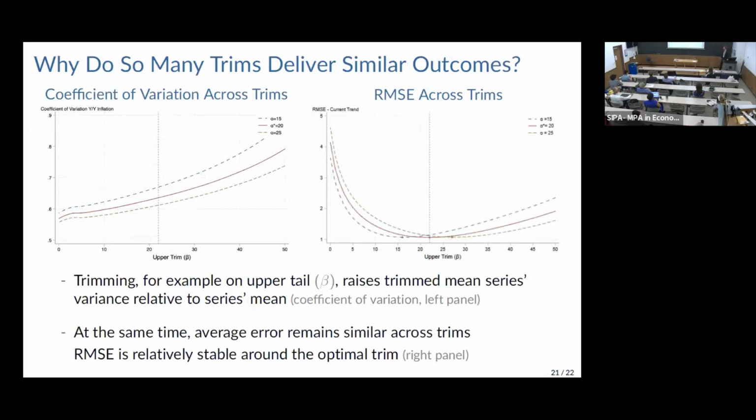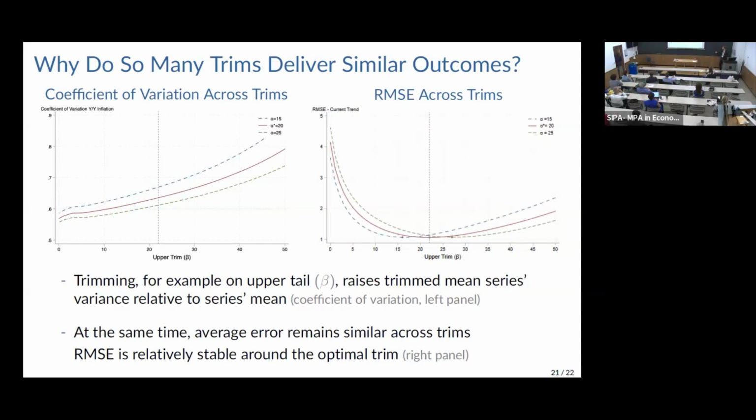My last slide is, so what's the deeper intuition for why so many trims deliver similar outcomes but different predictions? I have two figures here. The left figure shows the coefficient of variation across time when you change the upper trim for different lower trims. Here you see the root mean squared error also for changing the upper trim given different lower trims. As you increase the trim on the upper side, so move to the right, let's look at the left panel, you can see the coefficient of variation goes up.